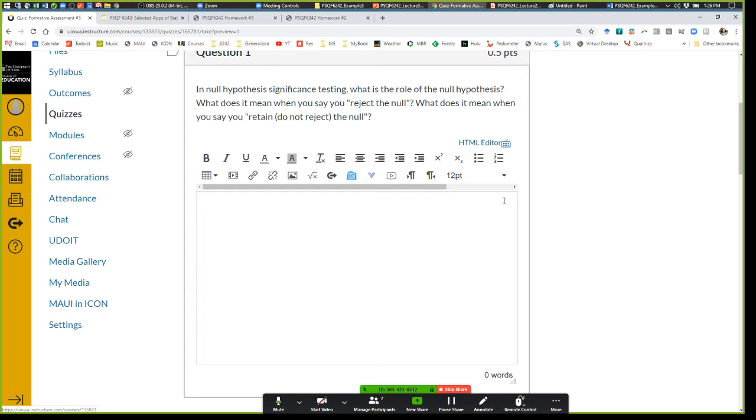Then the opposite. What does it mean if we say retain or do not reject? Non-significant or expected. Yeah. It's well within our range of what we would expect of fluctuations. We don't have enough evidence to say that we reject the null. We don't accept the null, but we just say we do not reject.